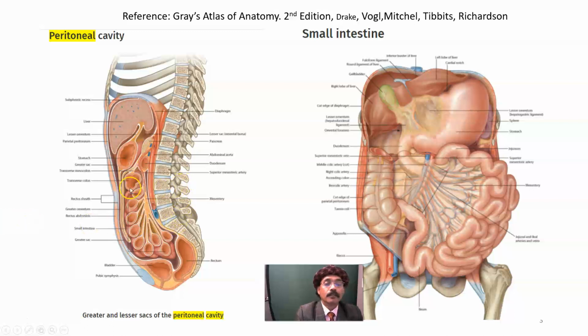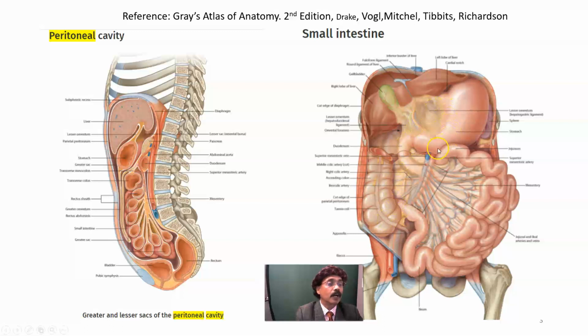Other than the liver, stomach, and small intestine, we also have the appendix as an intraperitoneal structure. The appendix has a mesoappendix. The cecum also has a mesentery connection. So these are intraperitoneal structures.